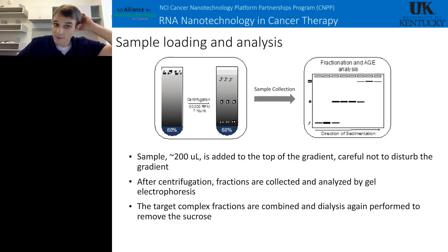After you centrifuge, you can do agarose gel analysis, and basically what you should see is when you have just your single-stranded RNA oligomers, they will migrate the fastest. Then as you get to your cubes, so your target particle, they will migrate slower than the single-stranded, but still a lot faster than your aggregated. So basically you run a gel, and from that gel, determine which fractions you're going to collect.